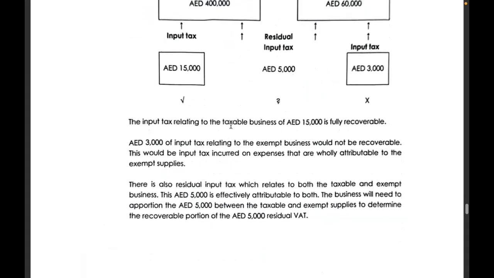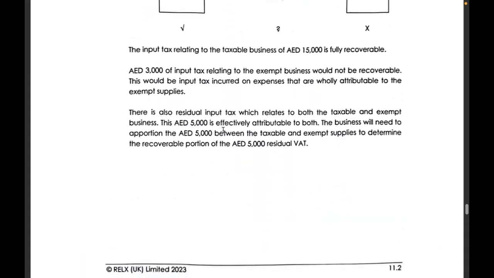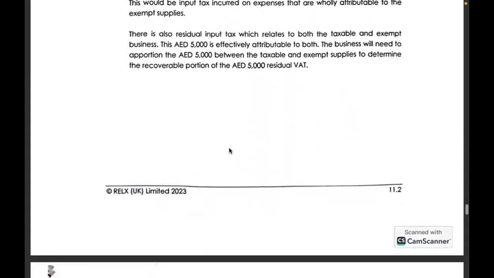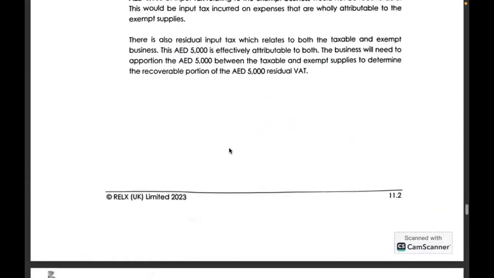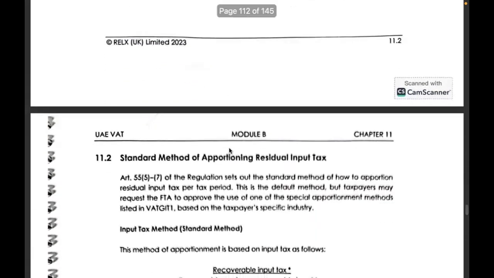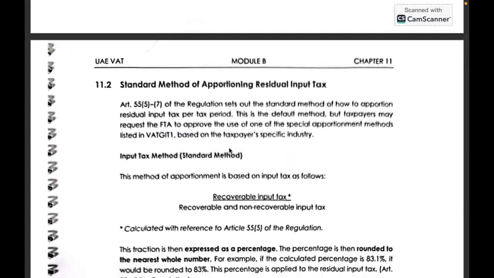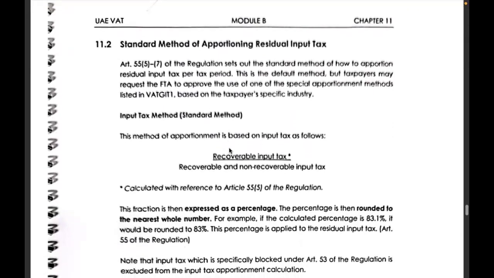The input tax relating to the taxable business is 15,000, fully recoverable. The 3,000 which is for exempt is not recoverable. So the residual input tax is 5,000. How do we apportion that? We will have to take a ratio. So this was only an example or an illustration of the types of input VAT that can be there in the books. Now, there is a method prescribed for that in Article 55 of the executive regulations.